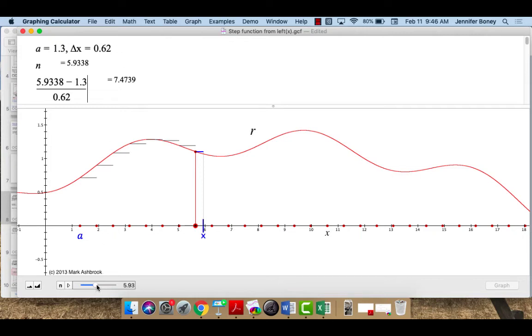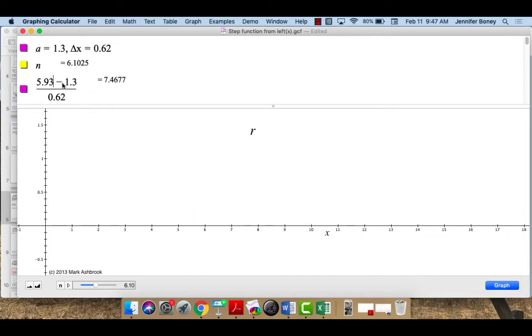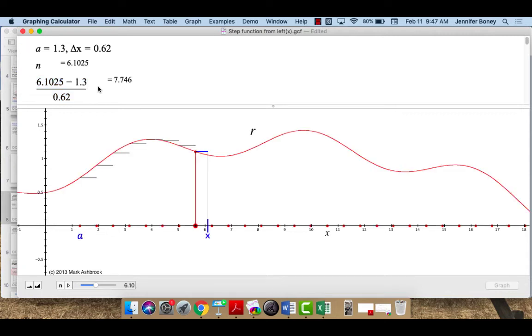Now, what if I made x just a tiny bit bigger? There. So the current value of x isn't 5.9338, but it's 6.1025. And I do the same subtraction, subtract a from it. So I find the distance apart, almost 5-ish, and then divide by 0.62, and I get 7.746. How many complete intervals are there? There's still 7, even though this is closer to 8. It's 7 and more than half of an interval, but it's still only 7 complete intervals.